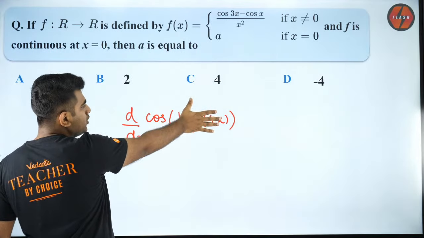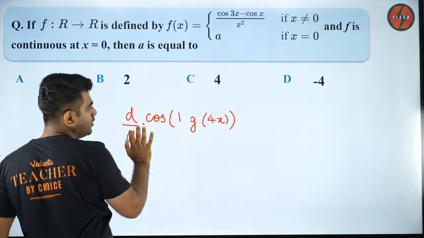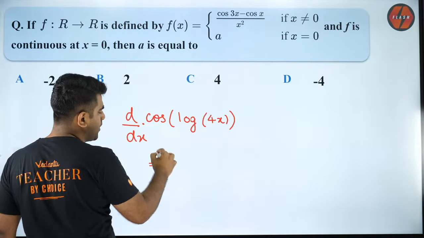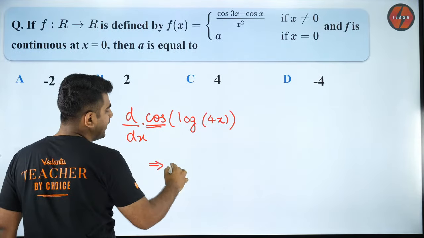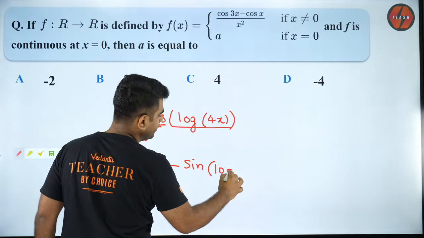You don't look at this. Look at the outermost function. The outermost function is what? The outermost function is cos. So differentiate cos. What is differentiation of cos? It is minus sin, and then write whatever you have.